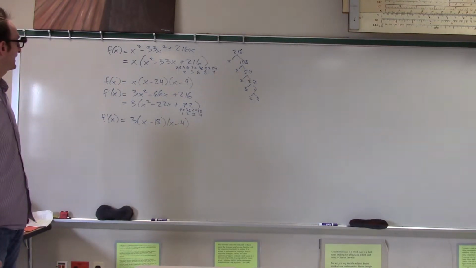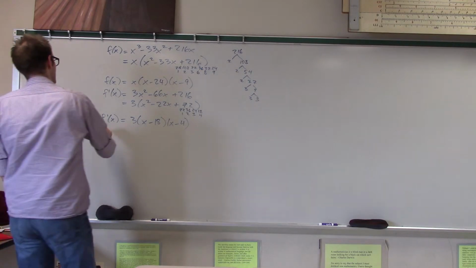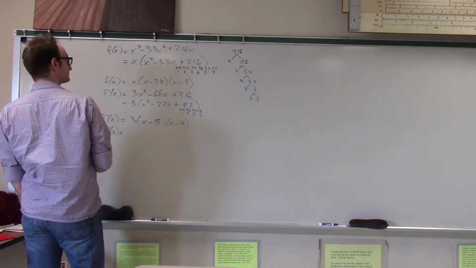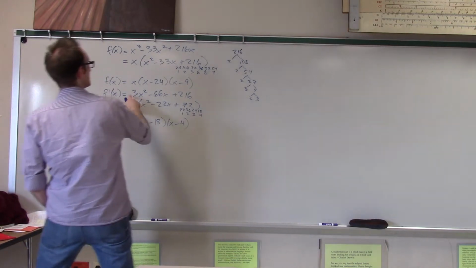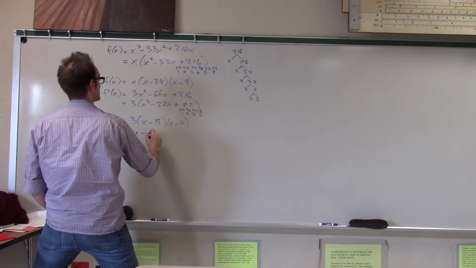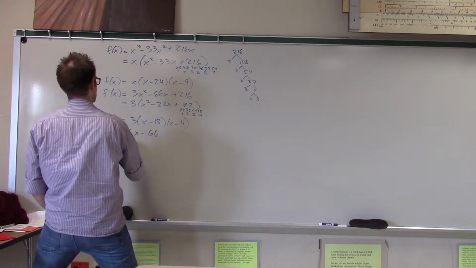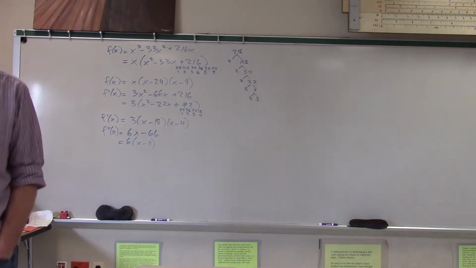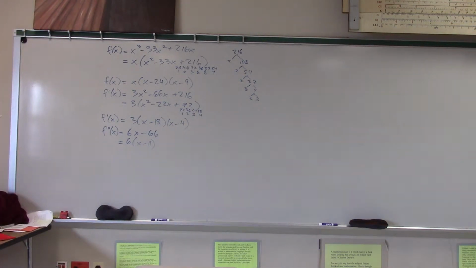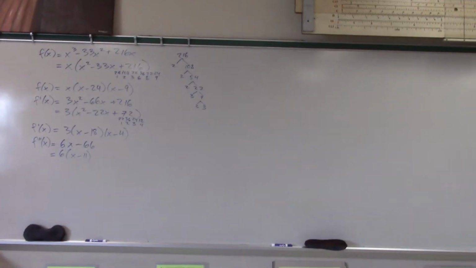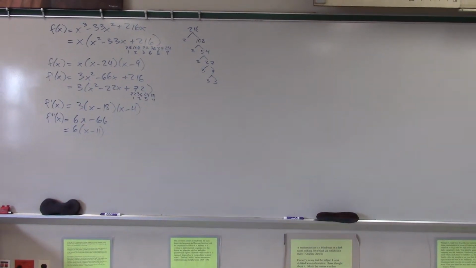And finally, I will take the second derivative, and using this form, the second derivative is 6x minus 66. And so this is just 6 times x minus 11. Okay, so now that I've done all that work, I can begin to analyze these.